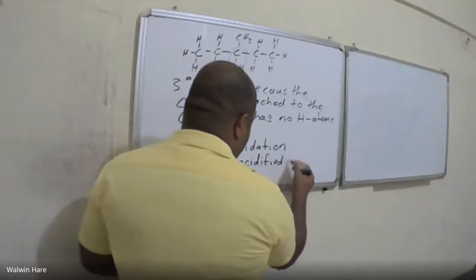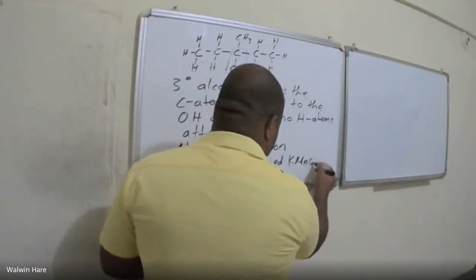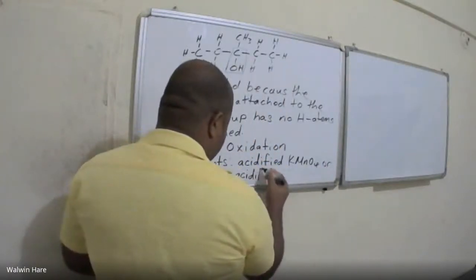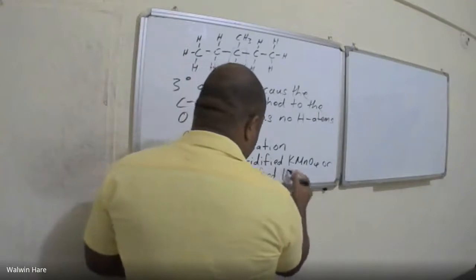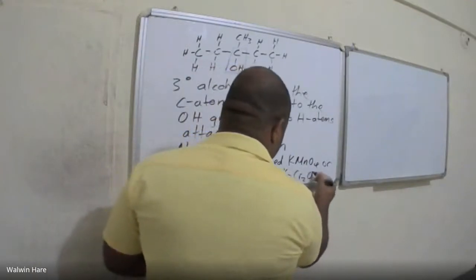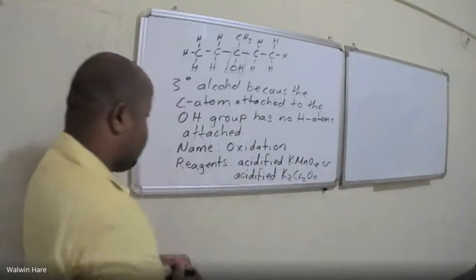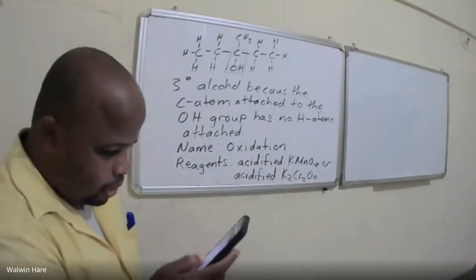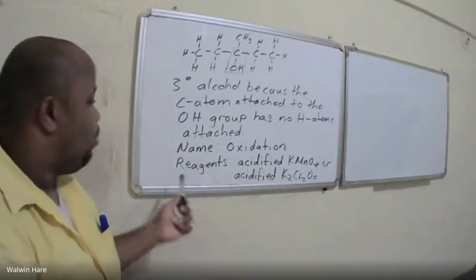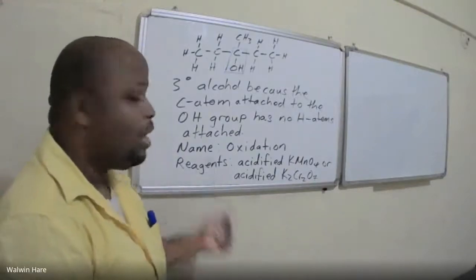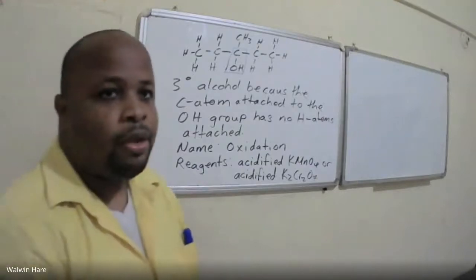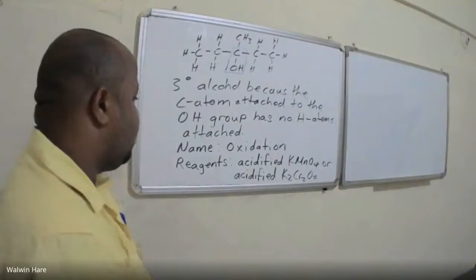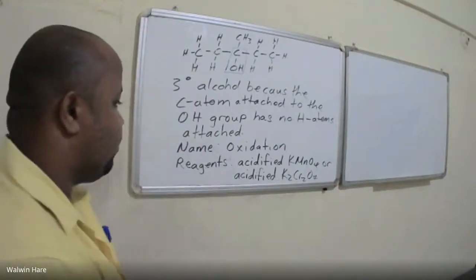Acidified KMnO4, or acidified K2Cr2O7. And that was the end of that question. But they could have followed up, right, and asked for the expected observations, right? So what would you expect to see if you do this test?